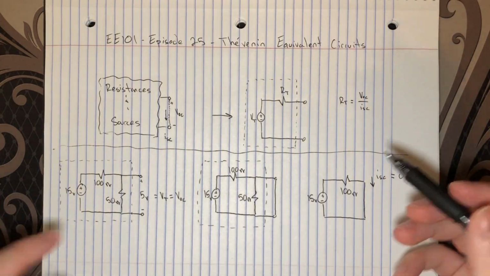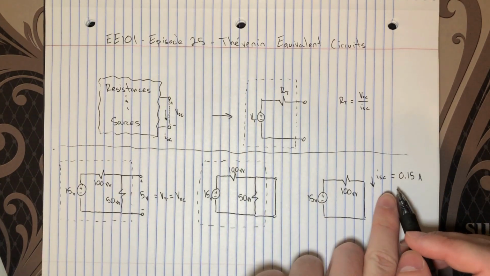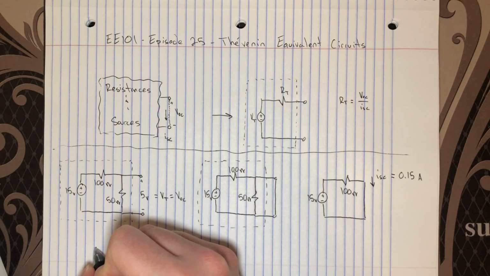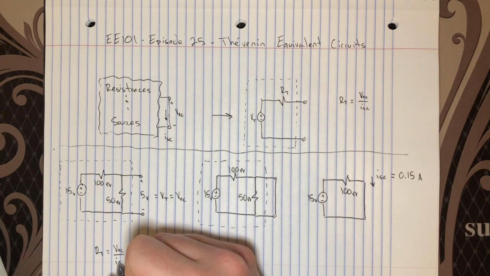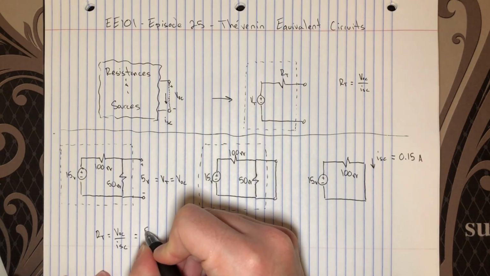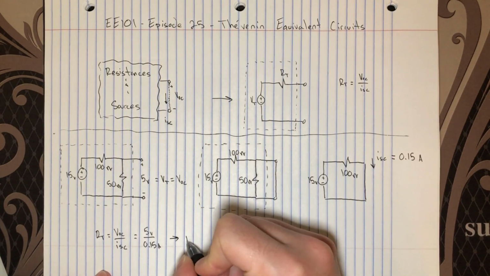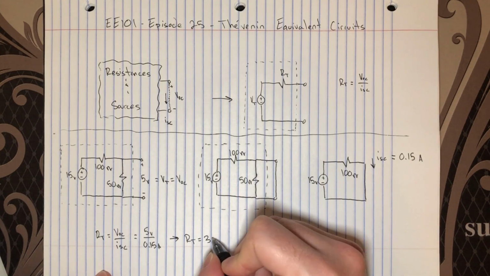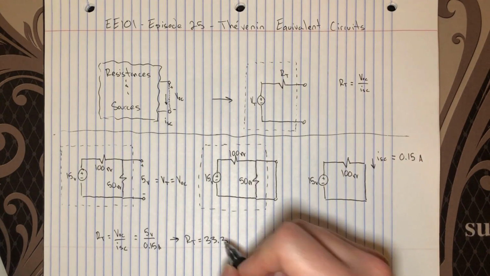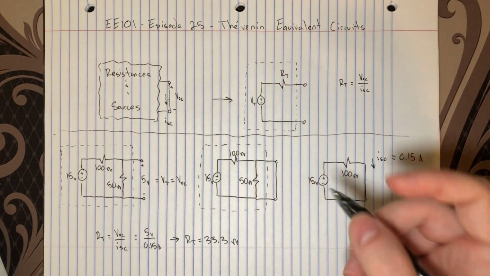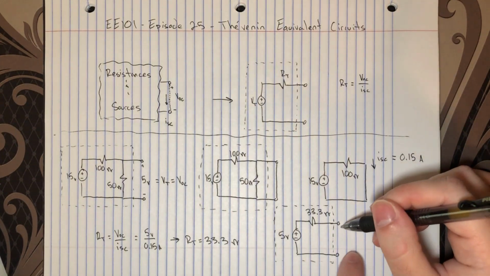Okay, great. And given that we know V Thévenin, or VOC, V open circuit, and we know I short circuit, we have our Thévenin because RT equals VOC over ISC. We'll do a little bit of algebra, and we have that our Thévenin equals 33.3, repeating, ohms.